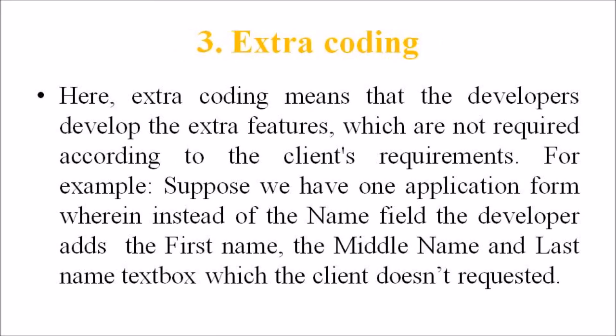And the third one is extra coding. Here the extra coding means that the developer develops extra features which are not required according to the client's requirement. For example, suppose we have one application form wherein instead of the name field which is suggested by the customer, the developer adds the first name, middle name and last name text boxes which the client doesn't require and proposed. These types of errors are known as extra coding or additional coding error or bug conditions.